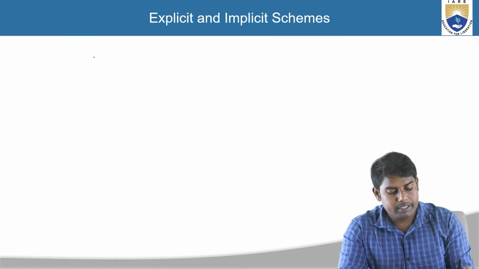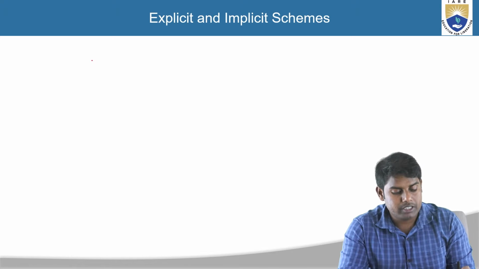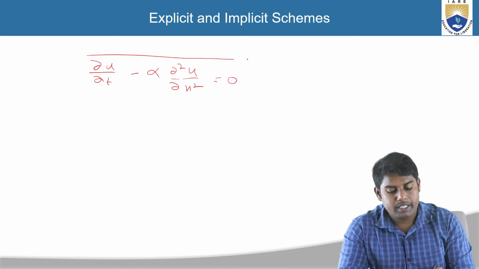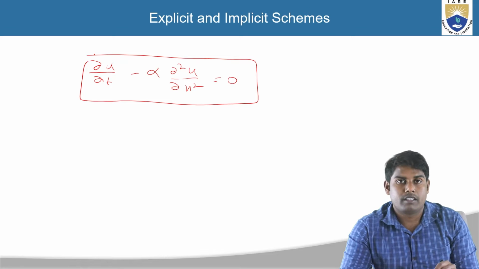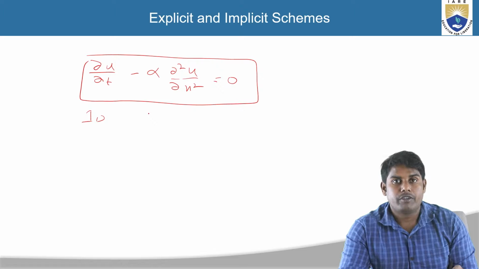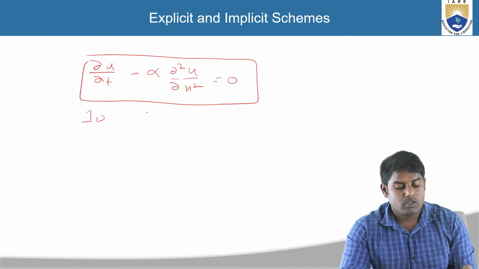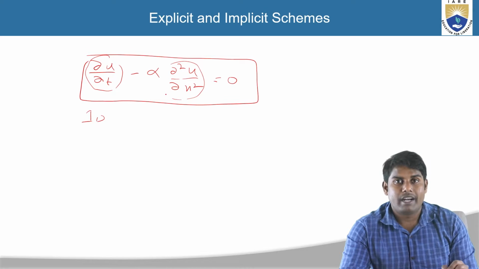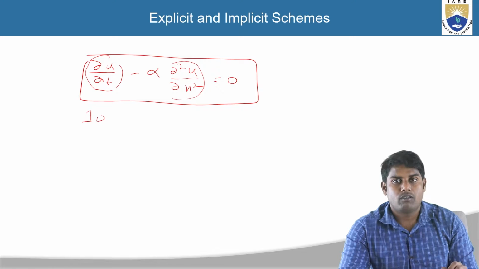So here, let's see the 1D diffusion equation. ∂u/∂t − α ∂²u/∂x² = 0. Basically this equation is a 1D unsteady diffusion equation. So we have to discretize these terms using explicit and implicit techniques. So let's see what is explicit and what is implicit.